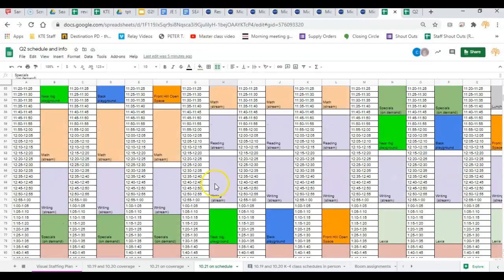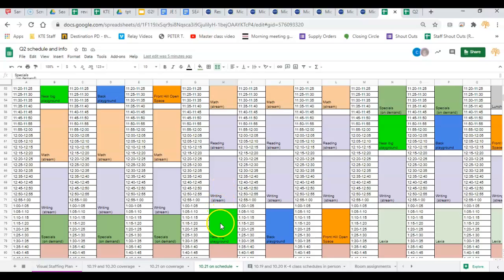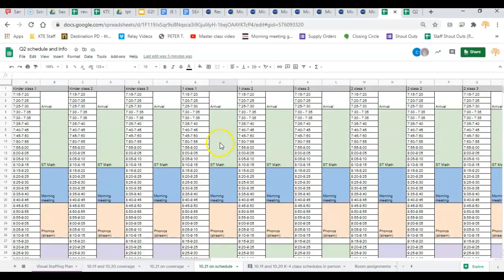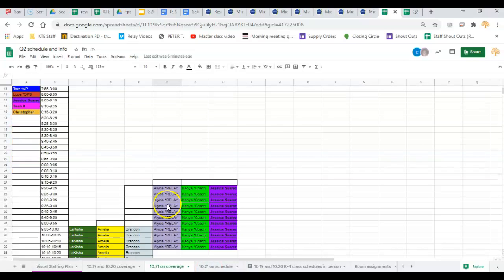So please take note, go through your schedule piece by piece to know when each instructional block starts, when you have specials, where and when you have recess, and so on. You'll still have those 5 to 10-minute transitions in between classes to get materials up, put materials back, etc. From Wednesday on, Wednesday being when we start GVLC, you're going to go to the 1021 on schedule and check that out. If you are providing coverage, you're going to go to the 1021 on coverage and see where you are providing coverage and for which person.